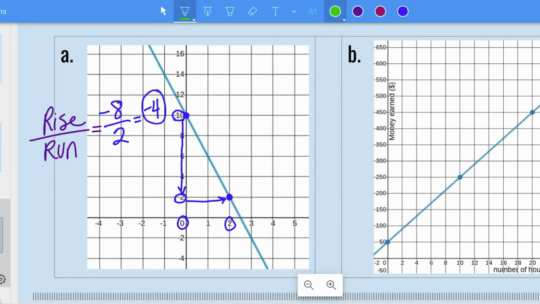Now, you don't always have to start at that point. I could have started at the other point and said that this was an increase of 8, but then this is actually backwards, right? I'm decreasing from 2 to 0, so this would be a negative 2. But the rise over run would be the same, because 8 divided by negative 2 would also be negative 4. So a slope of negative 4 for that first example.